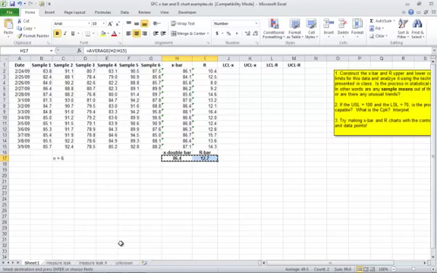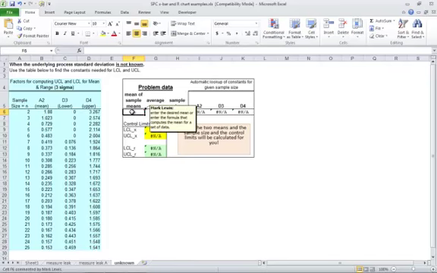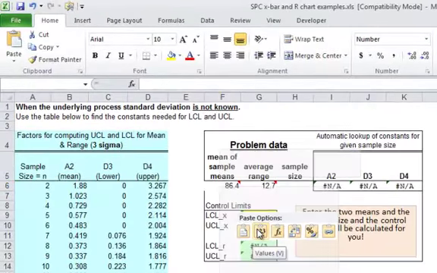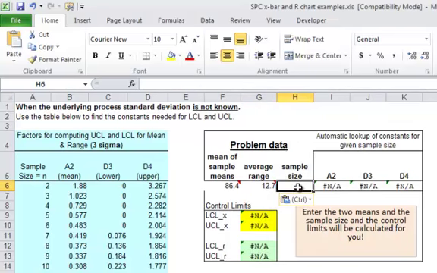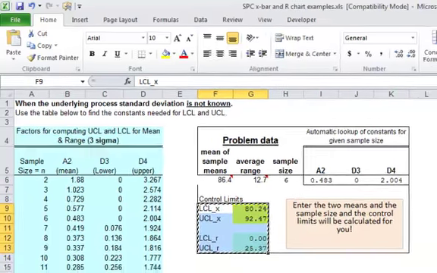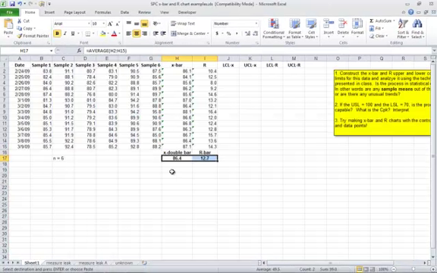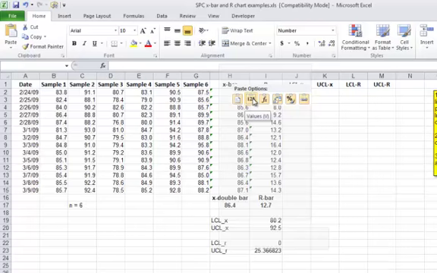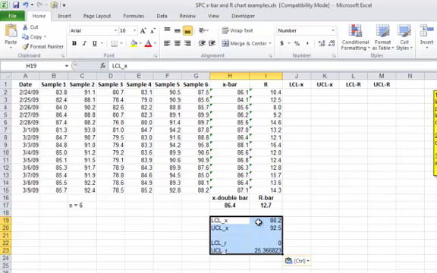I'm going to copy those. I'm going to paste them here, but when I paste, I want to paste the values only. If I paste the formulas, I'd get a bunch of bizarre numbers. So just the values. The sample size is 6. So here are my upper and lower control limits for X and the range. I'll copy those and move them over here. I'll paste them there. And again, I'll paste just the values. I don't want to paste any of the formulas, because then it would just be a big mess.